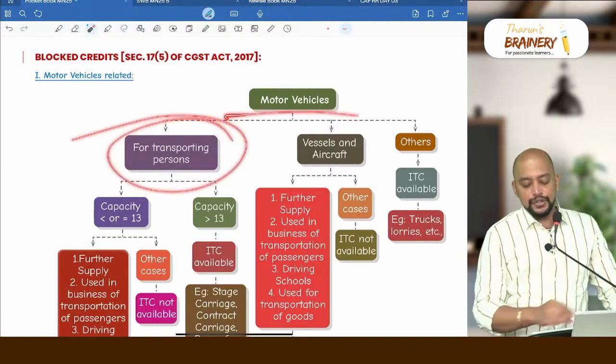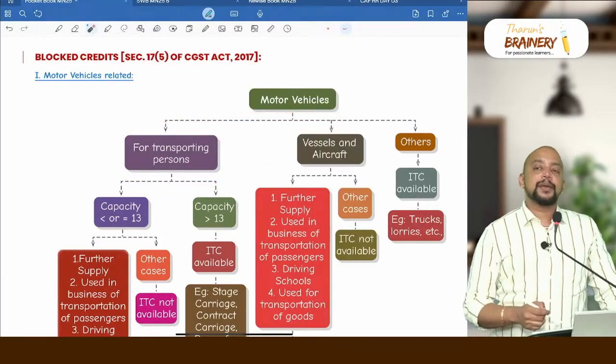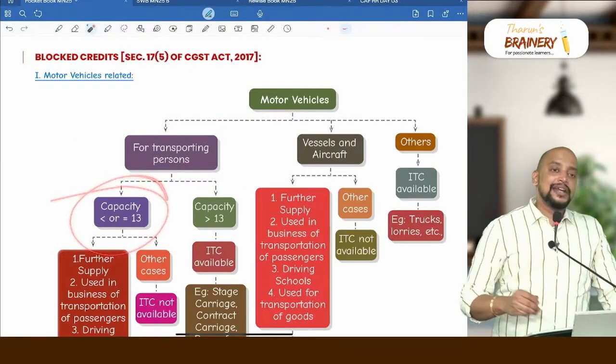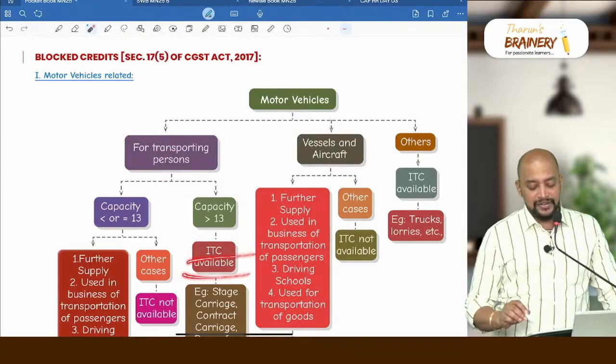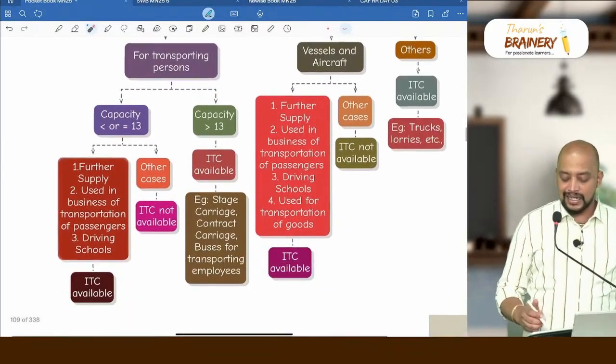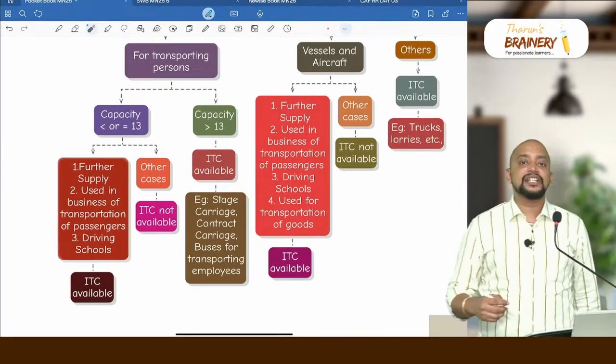Then motor vehicles which is used for transporting persons, if the capacity does not exceed 13, it's a block credit. If the capacity exceed 13, it's not a block credit, ITC available. What is capacity exceed 13? Stage carriage, contract carriage, that is buses and all.